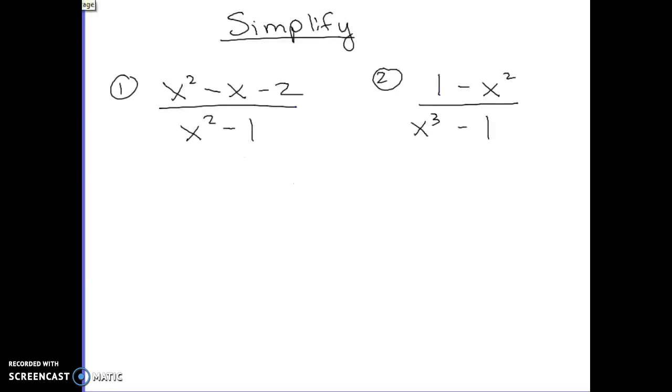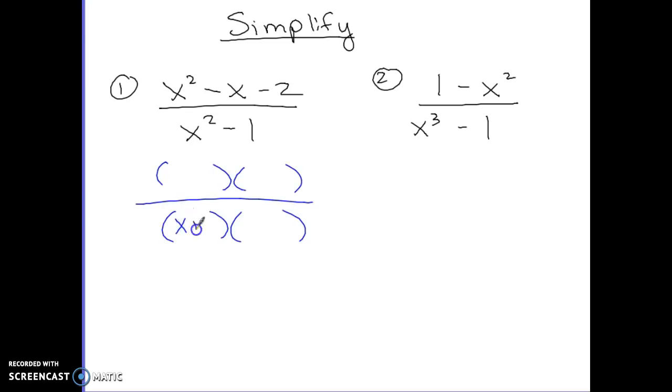So we're going to use those skills to simplify some rational functions, because this is huge when we get into finding asymptotes, and you're going to find out lots of great applications with asymptotes. So for right now, we just need to practice these algebra skills. And so we've got to be factor masters. So what I'm going to do is factor the numerator and the denominator.